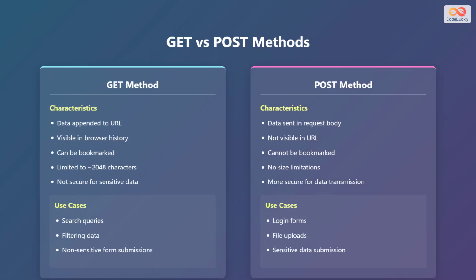Let's compare the get and post methods in detail. The get method appends data to the URL, making it visible in the browser history and allowing it to be bookmarked. However, it is limited to approximately 2048 characters and is not secure for sensitive data. Get is suitable for search queries, filtering data, and non-sensitive form submissions.